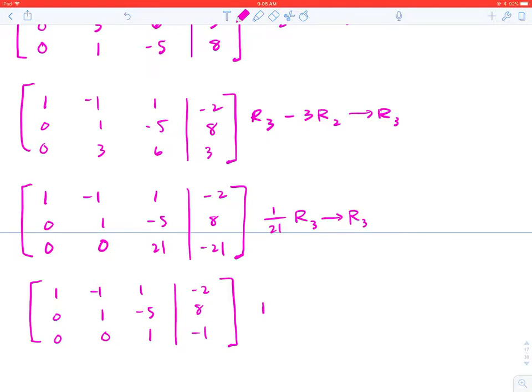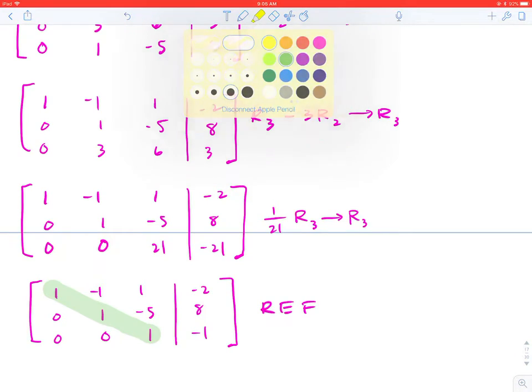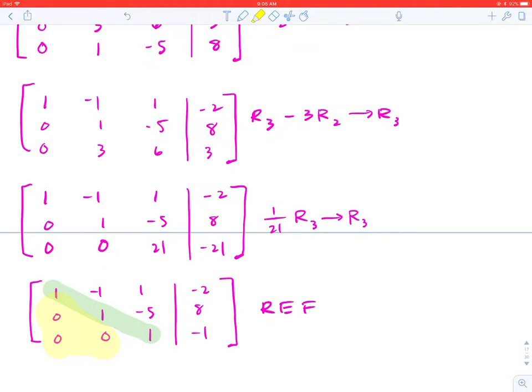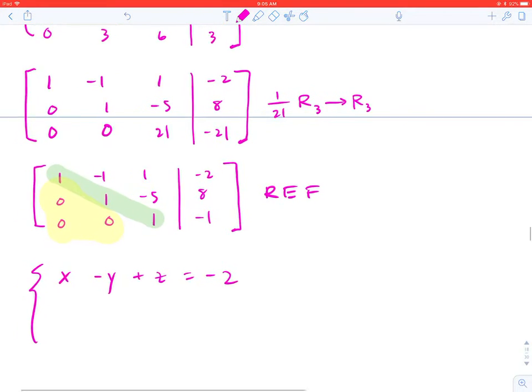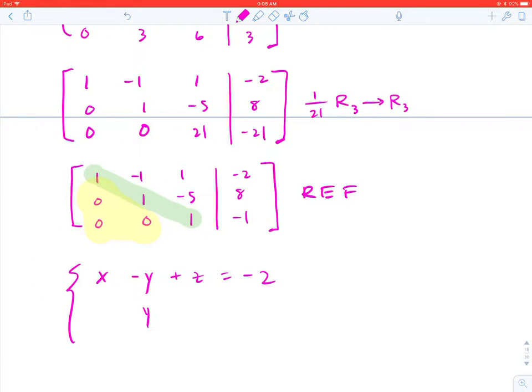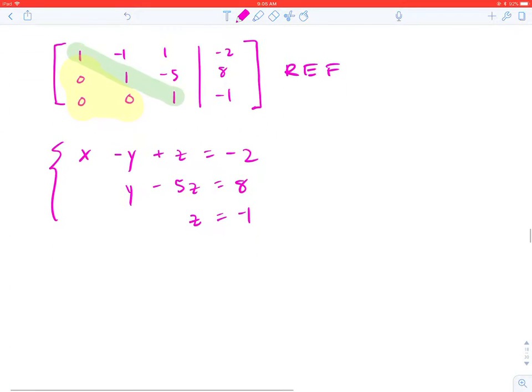Okay, so now we're in row echelon form, because we have this diagonal of 1s and the bottom half is all zeros. So I'm going to write this now back as a system of equations. So x minus y plus z equals negative 2. y minus 5z equals 8. And z equals negative 1.